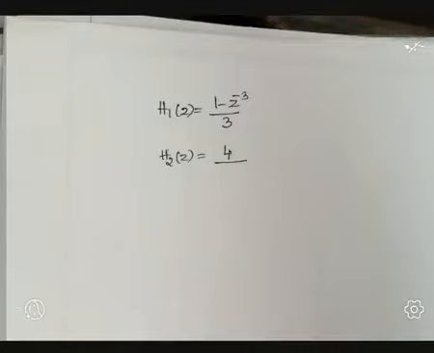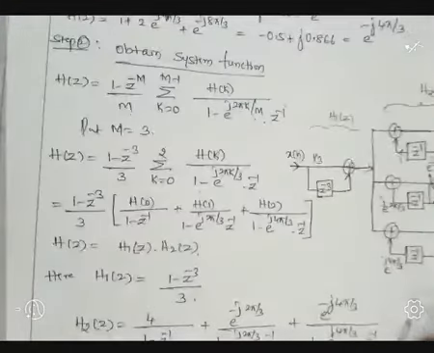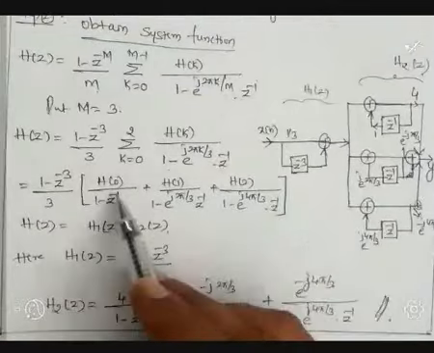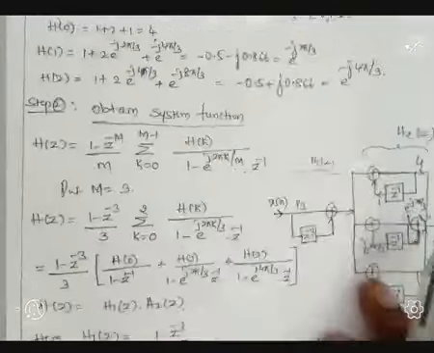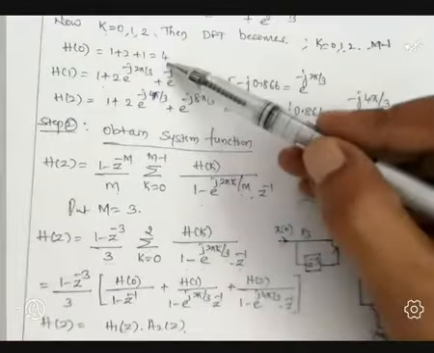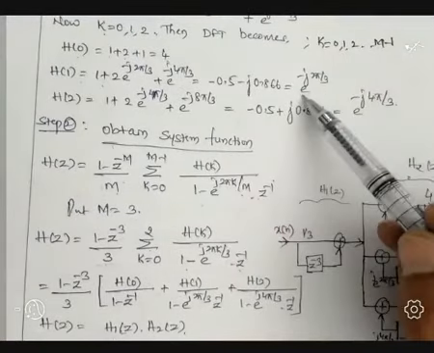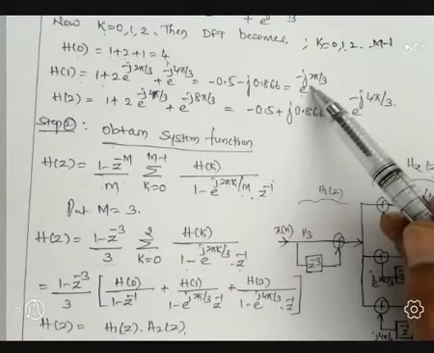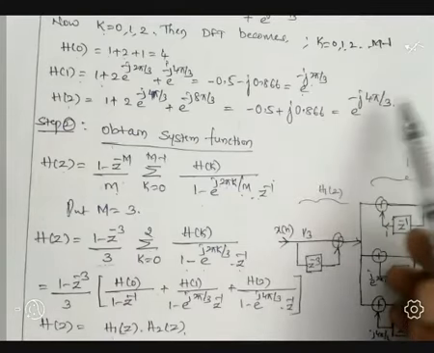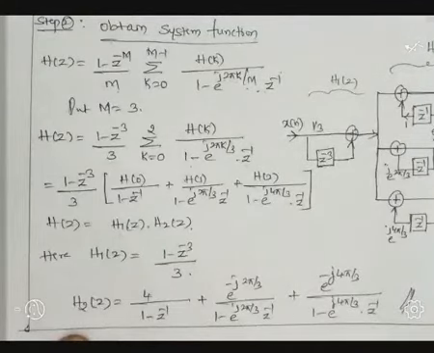Before sketching, one more point here. We got this equation correct. H of 0 is already calculated. H of 0 is 4. H of 1 is e to the power minus j 2 pi by 3. H of 2 is e to the power minus j 4 pi by 3. Those values you have to substitute here: H of 0, H of 1, H of 2.